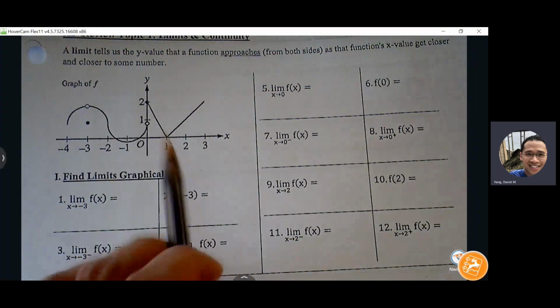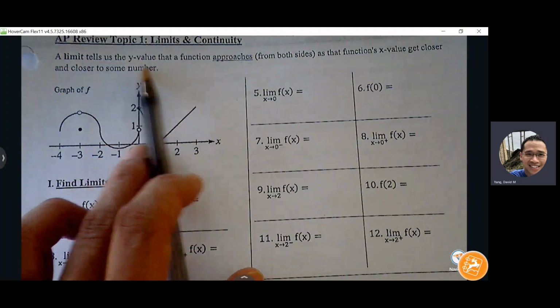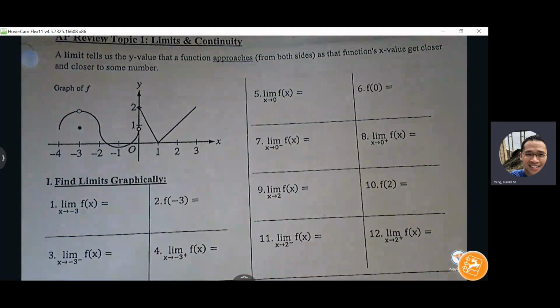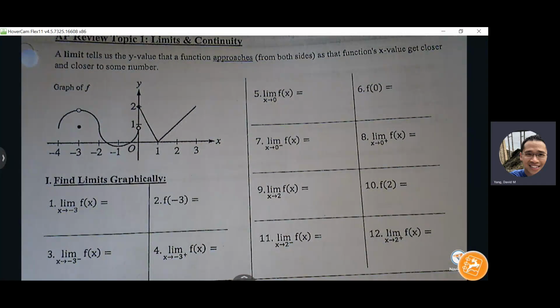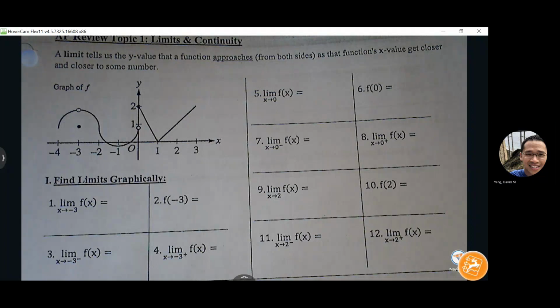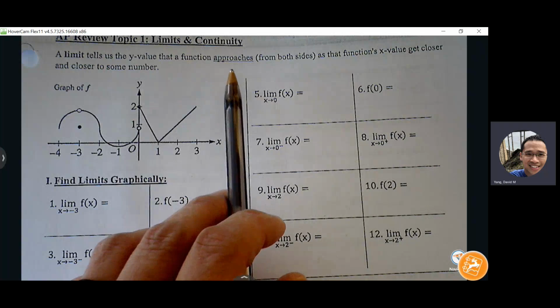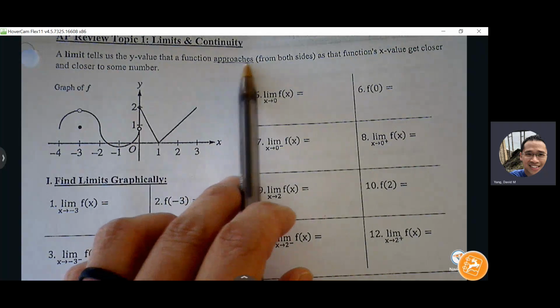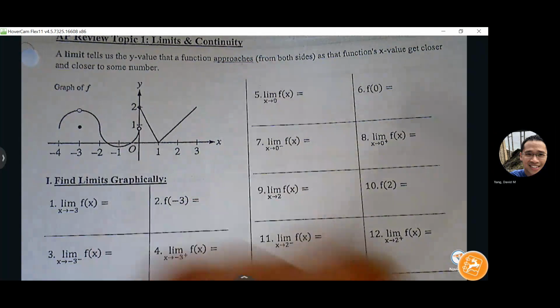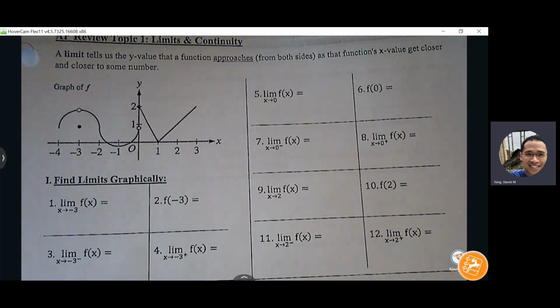Okay, so what is a limit? A limit is basically related to the y value. So that's the thing to keep in mind, that you're asking for something that relates to the y value of the graph. But what's different is that it's related to the ordered pair, but it doesn't actually care about what's happening at that point. It cares more about, do you approach the same y value from both sides? If there is, then that's the limit. If there isn't, then there is no limit.